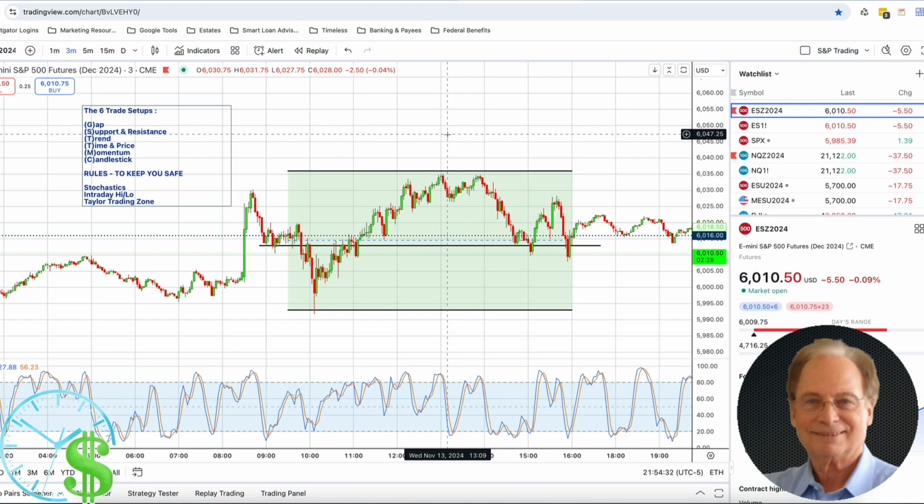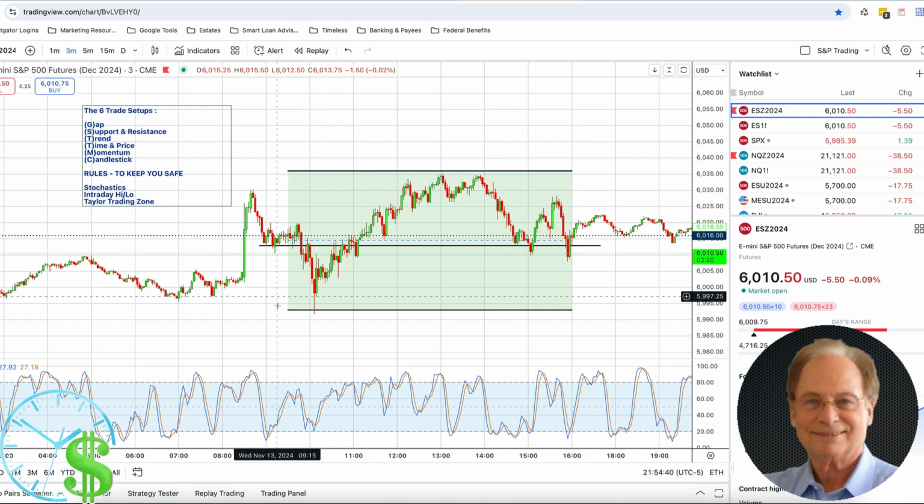Wednesday, November 13th, you're looking at the 3-minute chart of the S&P E-mini, and prices traded well within the calculated trading zone. Support down at 6,000, resistance up at 6,036. So where was the trade?